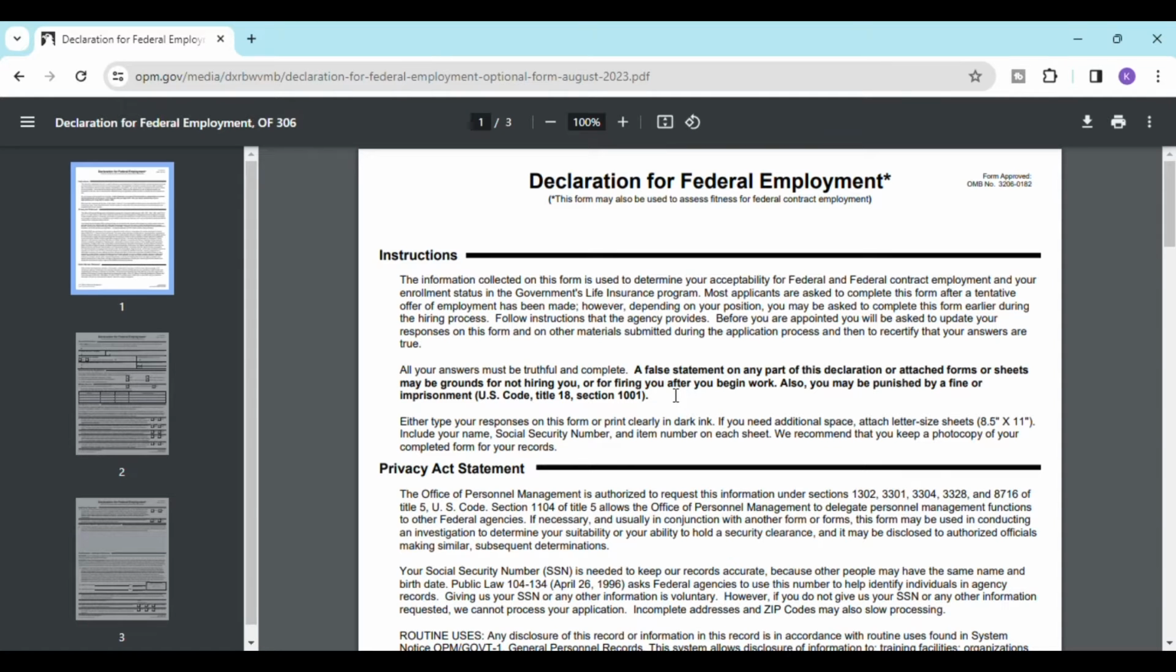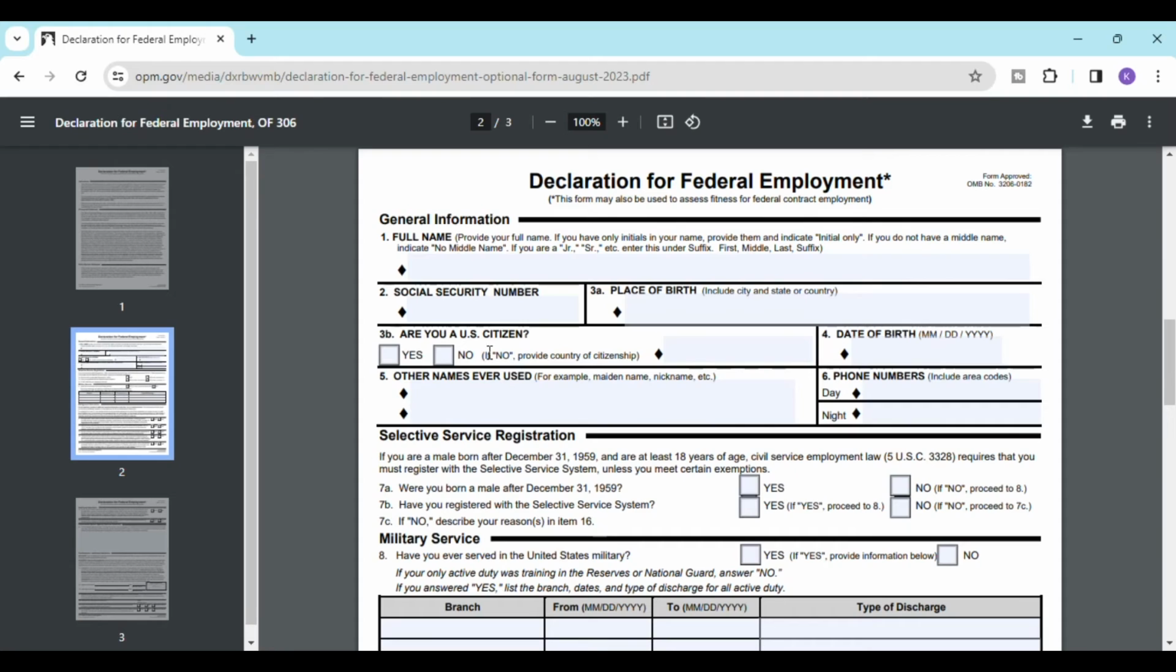Now this form is one of the first forms that you receive when you get your tentative offer, because it's the start of a lot of processes. It has a lot of your personal information, and then it has your background history that you're going to self-disclose. So when we scroll down to page 2, we're going to see the first few sections are pretty self-explanatory. You've got your personally identifiable information, so your name, your social security number, your place of birth, whether or not you're a citizen, your date of birth, other names. So if you married or changed your name for any reason, you would have to put those previous names here, and then your contact information.